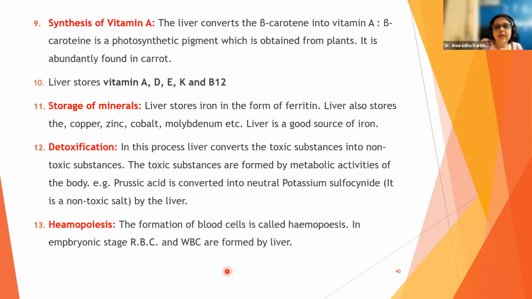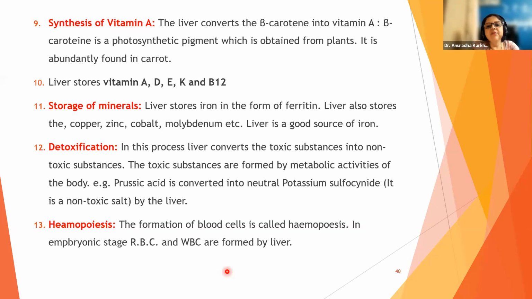Synthesis of vitamin A. The liver converts beta carotene into vitamin A. Beta carotene is a photosynthetic pigment which is obtained from plants like carrots. We say that for good eyesight, we should eat a lot of carrots. Why? Because carrot contains beta carotene. And the liver is going to convert this beta carotene into vitamin A. So directly there is no source of vitamin A. The liver stores vitamins like A, D, E, K, and B12. These are all vitamins which are required for our proper functioning.